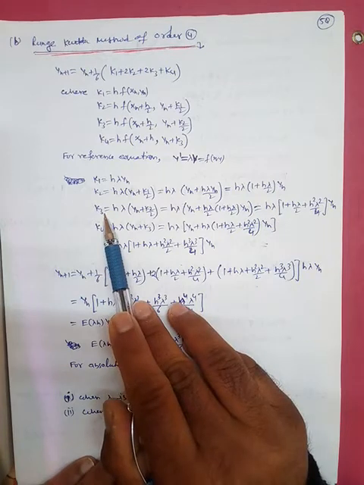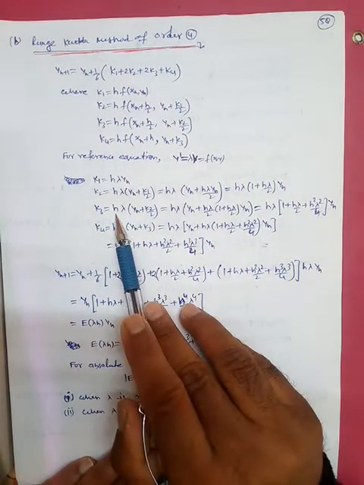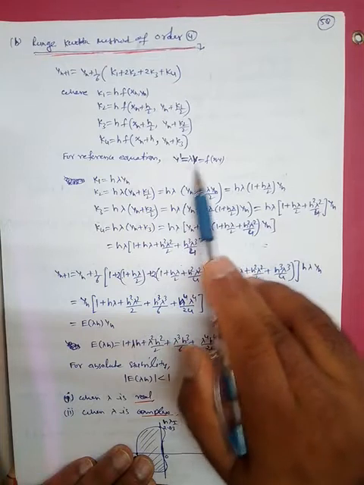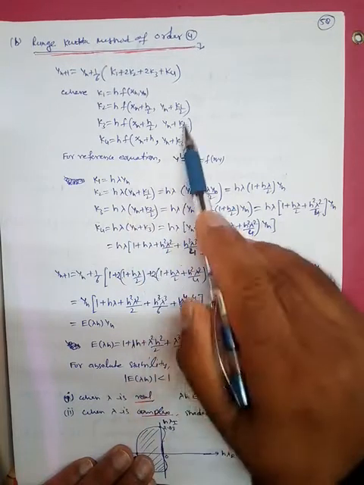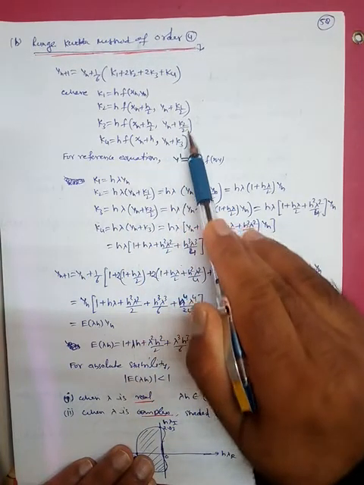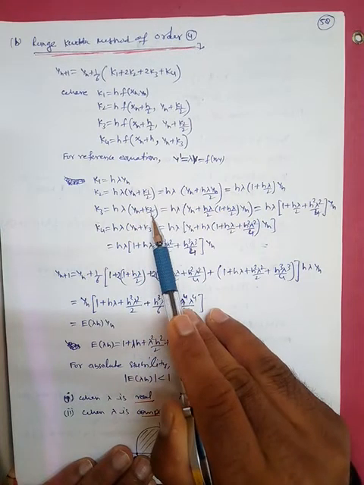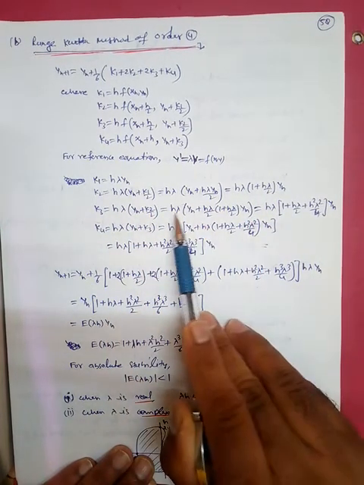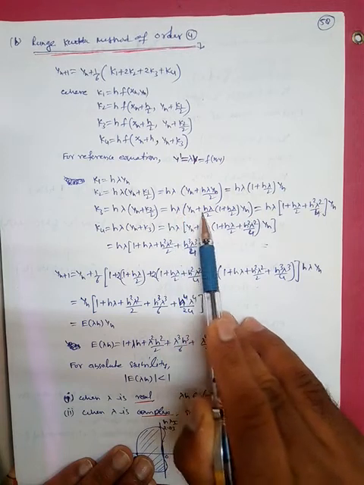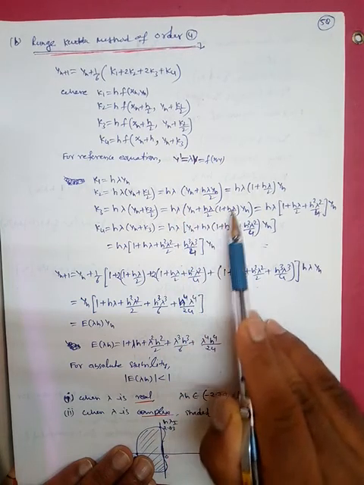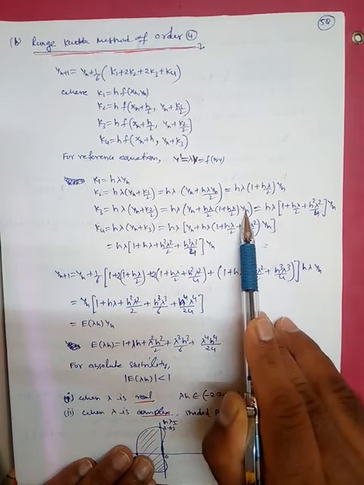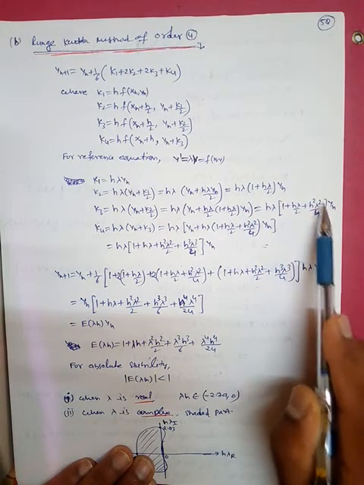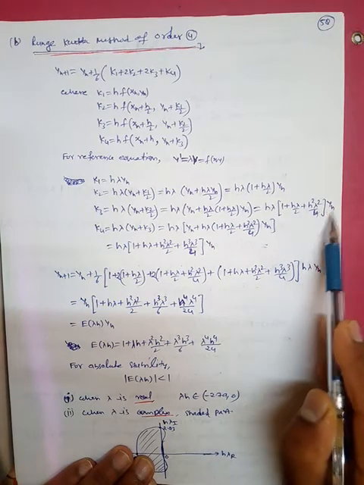Now find out k3. k3 is h f, and according to this f will be nothing but lambda yn. So lambda times yn plus k2 by 2. k2 we have already evaluated, substitute the value. So h lambda (yn plus h lambda by 2 (1 plus h lambda by 2) into yn). Again you can take yn common, so we get h lambda (1 plus h lambda by 2 plus h square lambda square by 4) yn.